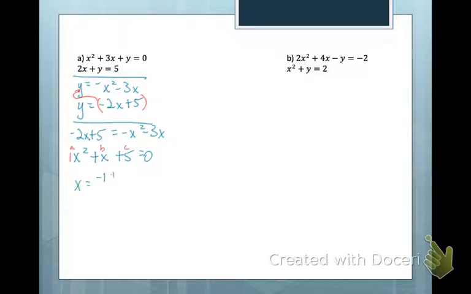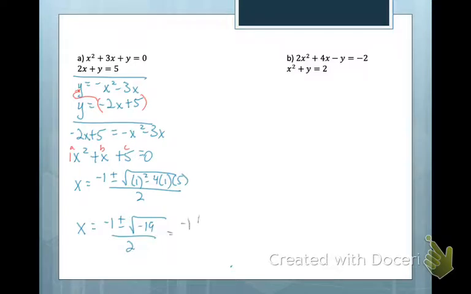I pick out a, b, and c, and then I plug in my values. Negative 1 plus or minus the square root of 1 squared minus 4 times 1 times 5, all over 2. So negative 1 plus or minus the square root of negative 19. So again, I'm going to have 2 imaginary solutions. So this system has no real solutions.